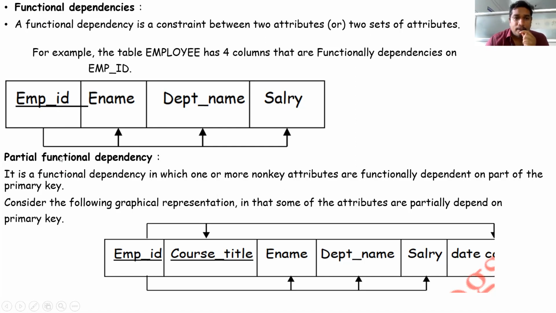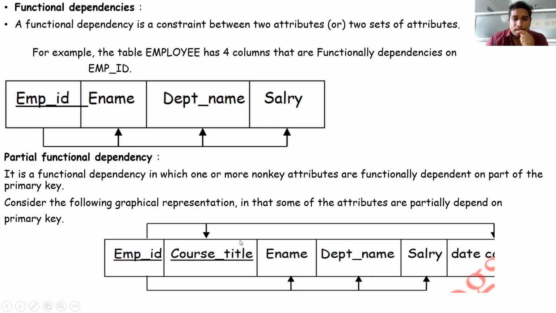And the next one is partial functional dependency. It is a functional dependency in which one or more non-key attributes are functionally dependent on part of the primary key. Clearly, see this is employee ID. In that employee ID, we already discussed name, department name, and salary. These 3 attributes are dependent on employee ID, so we can say it is a primary key, or what we call functional dependency attributes.